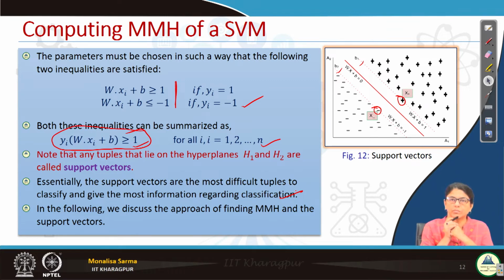Most important information regarding the classification means, as we will see later, the support vectors define the complexity of the SVM. That is why we say they give the most information regarding classification, and we will gradually see that. Okay. So in the following we discuss the approach of finding this maximum margin hyperplane and the support vectors. How do we find these support vectors and the maximum margin hyperplane?